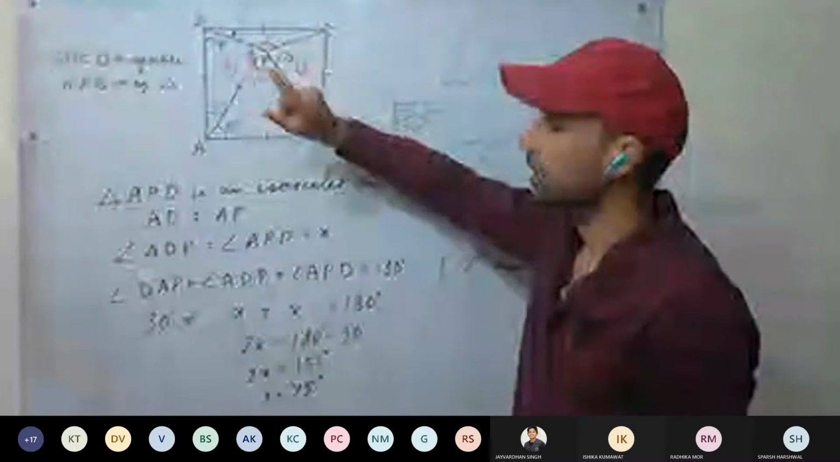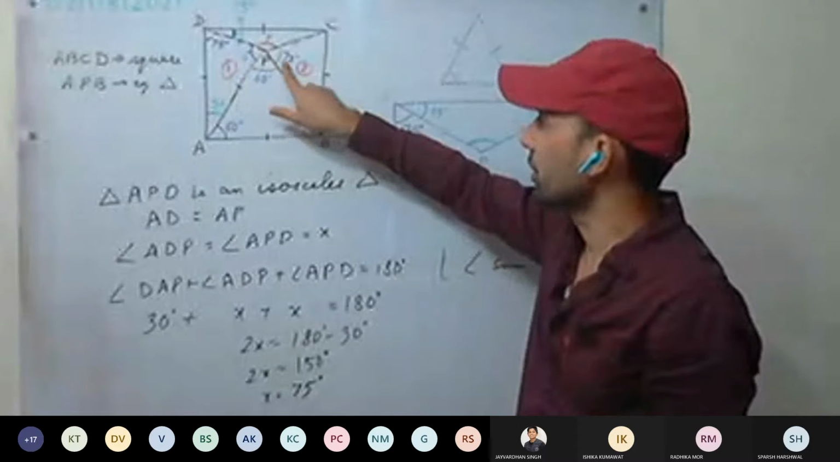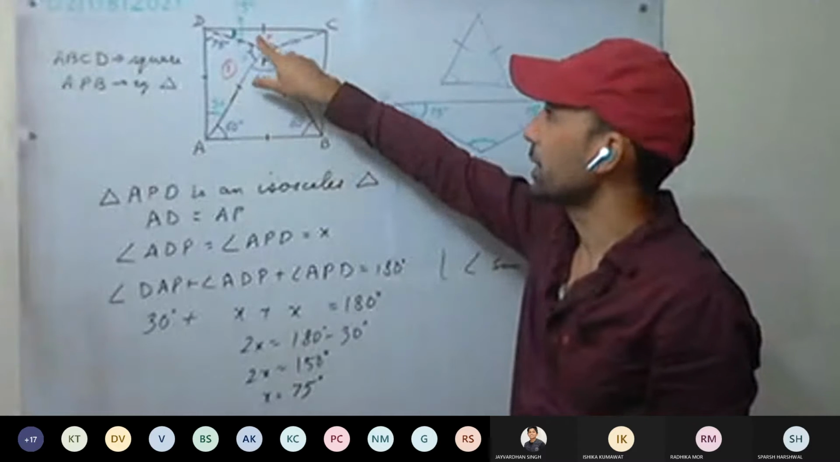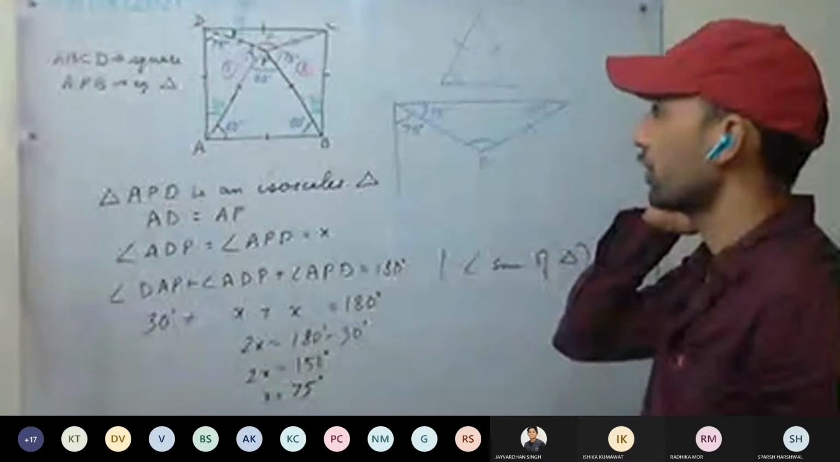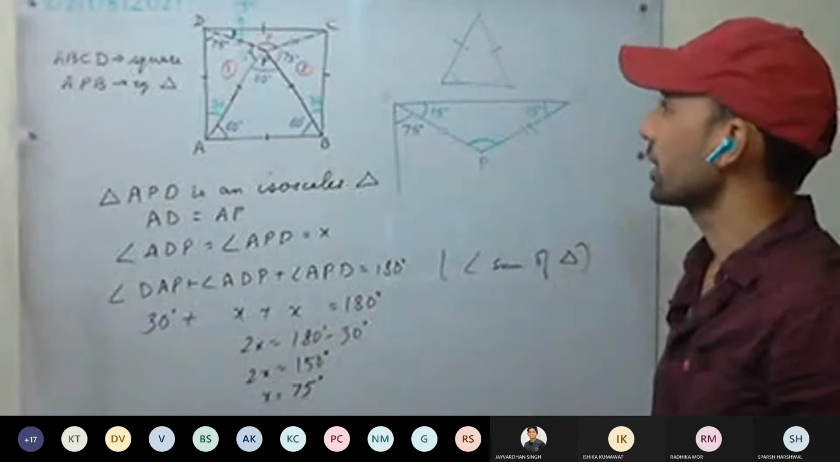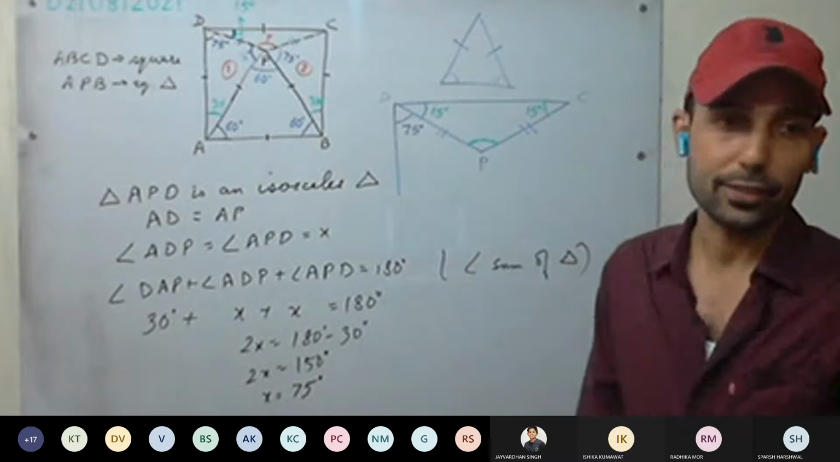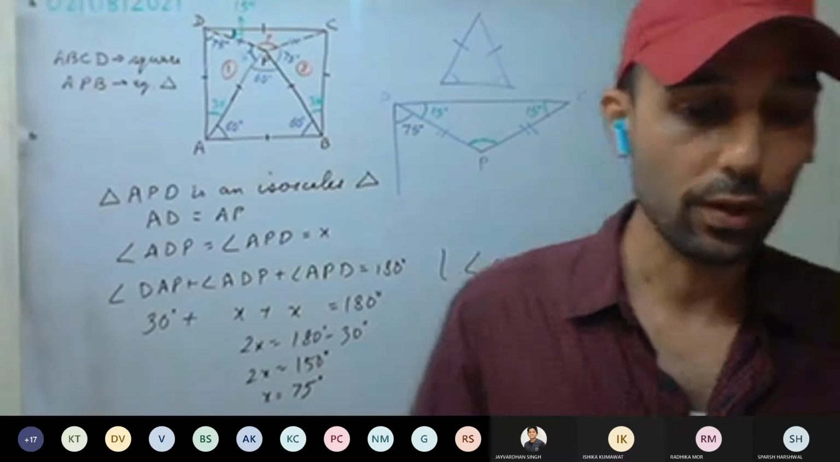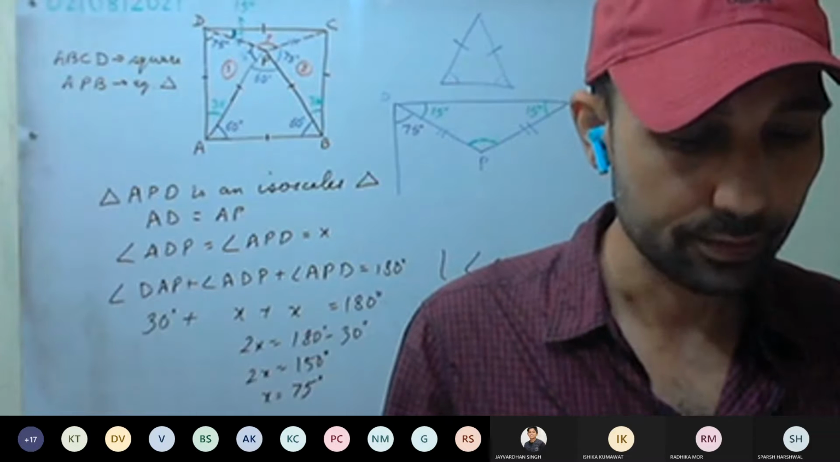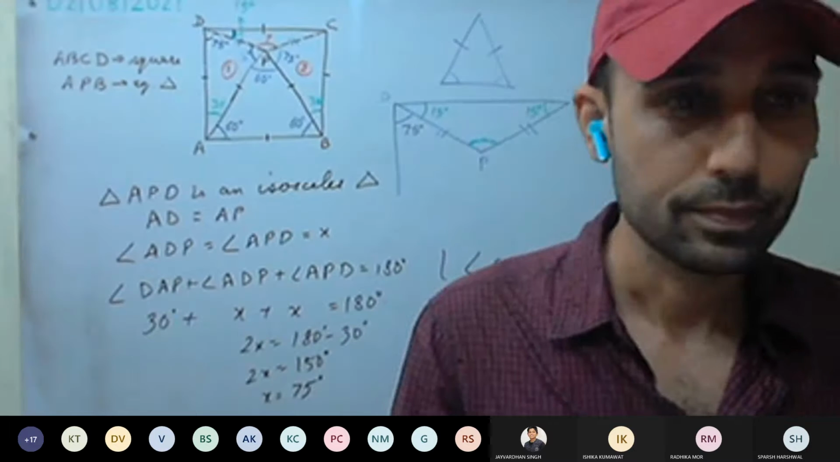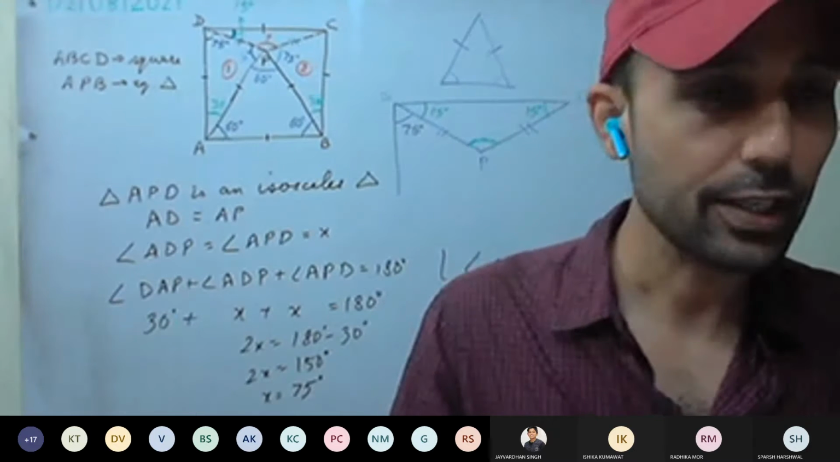So add these 75, 75 and 60 and subtract it from 360 degree. 150, 210. Okay, 360 minus 210, you will get that angle. Is this clear to all? Anyone having doubt here? Anyone having doubt? So you can calculate the DPC angle.